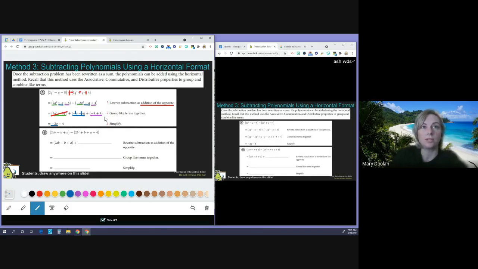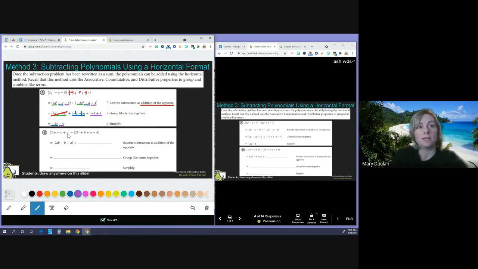And then negative 8 plus 4. When you add integers of opposite signs, you actually subtract. You take their difference. The difference between 8 and 4 is 4. And since negative 8 has a larger absolute value than 4, negative 4 is what we get here. So this is the horizontal format. And then we're going to do this example here.